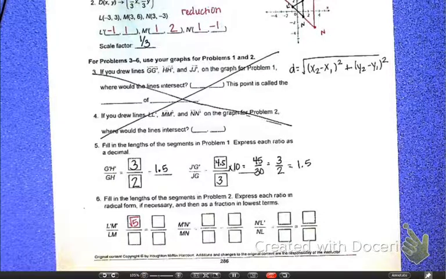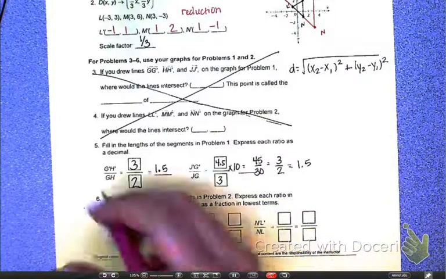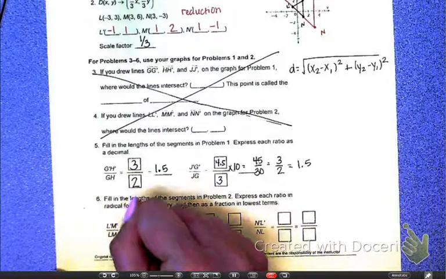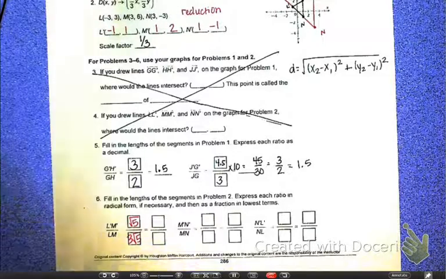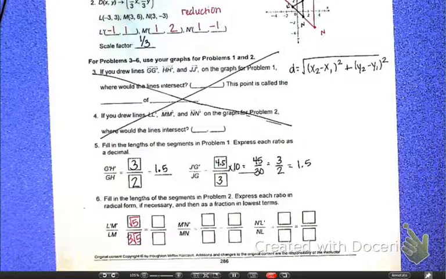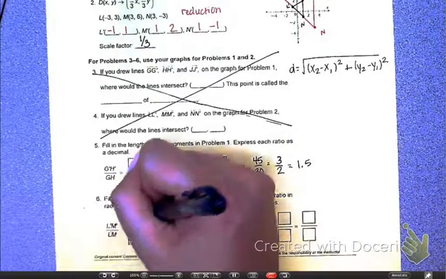Groups C and D. What did you get for the distance of LM? Simplest radical form. 3 square root of 5. Did you guys get the same thing? Okay. So LM was 3 square root of 5. Is there anything that can cancel? The square roots of 5 cancel out.